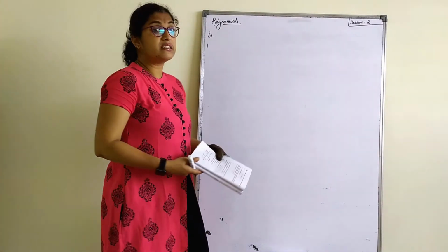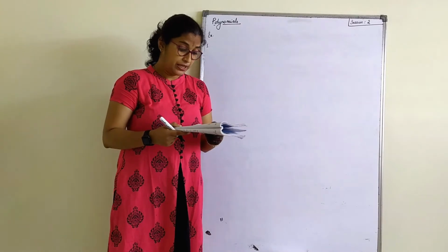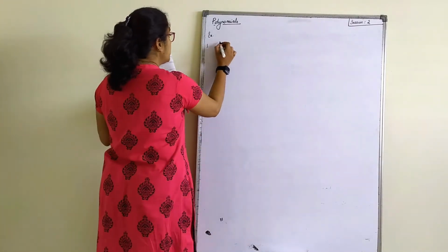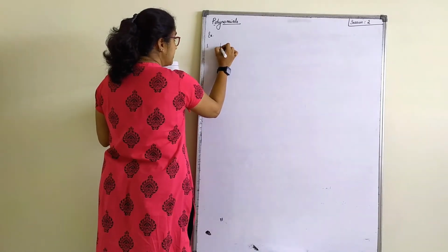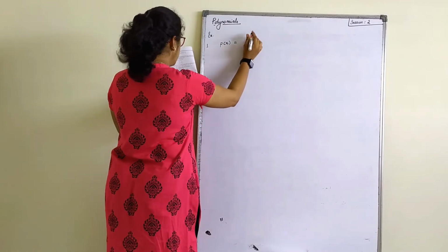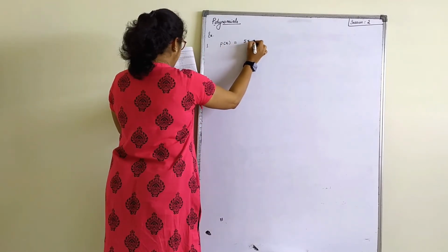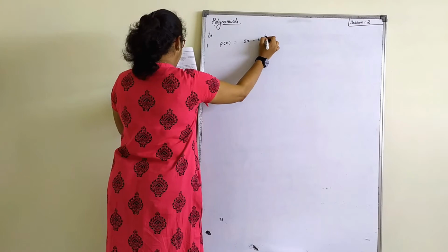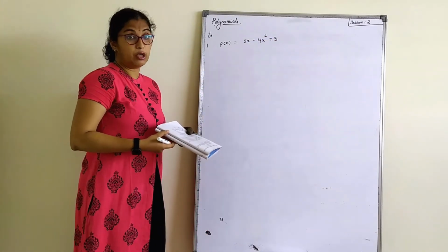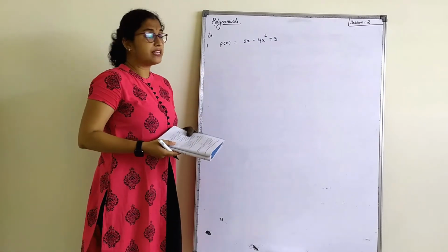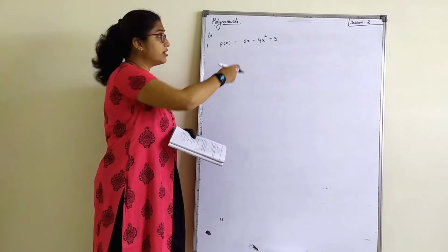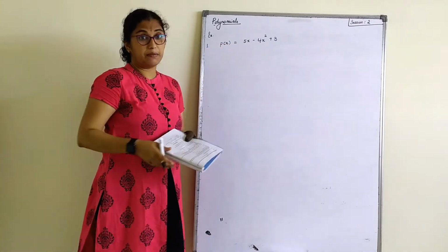So now let us start with the next exercise. The question goes like this: find the value of the polynomial. The polynomial is given here. We will write the polynomial as p of x is equal to 5x minus 4x square plus 3. This is the given polynomial. I have written p of x. I can also write that as p of y, p of q, p of t, etc., depending on the given variable here.